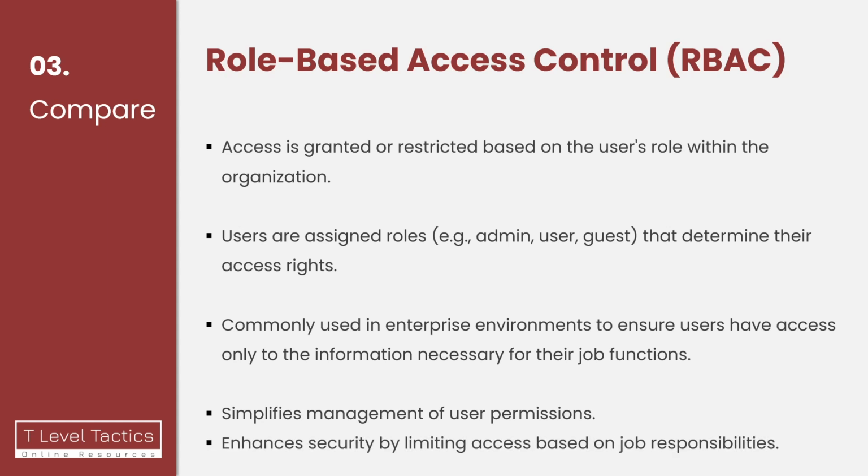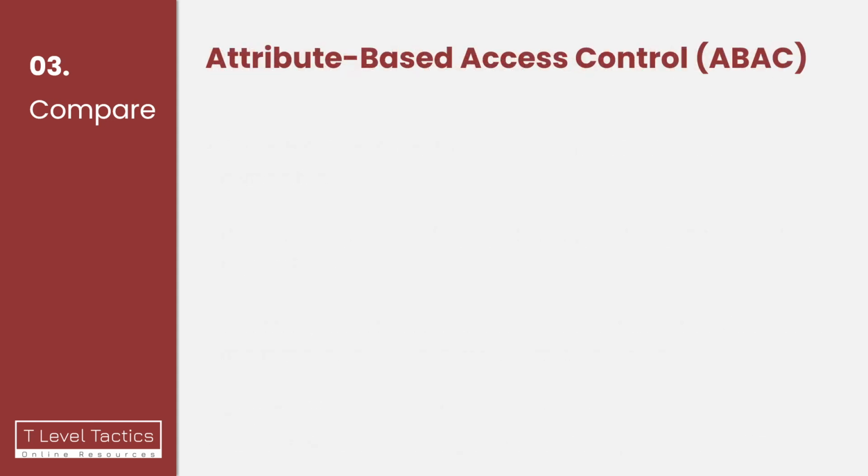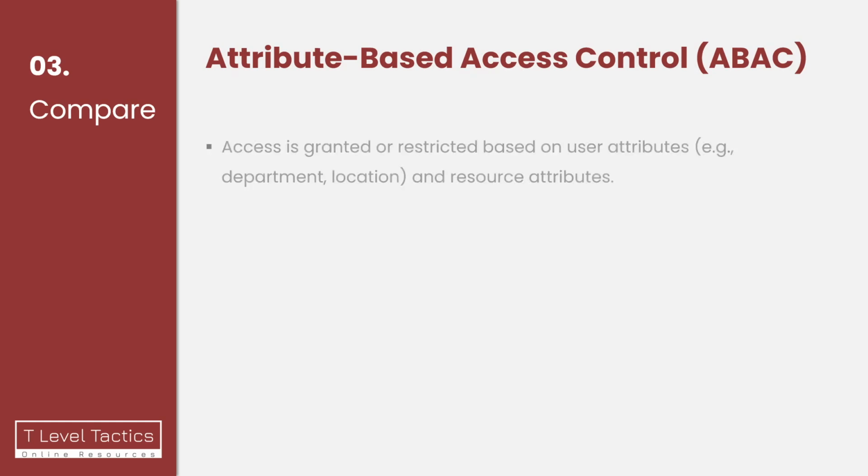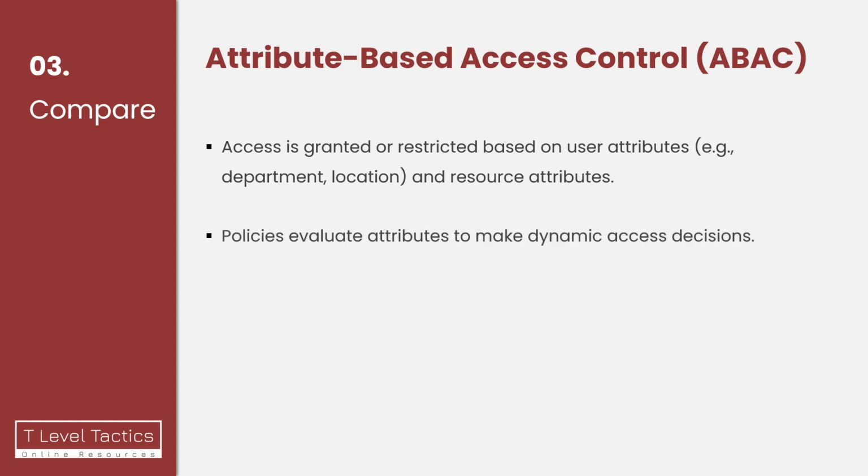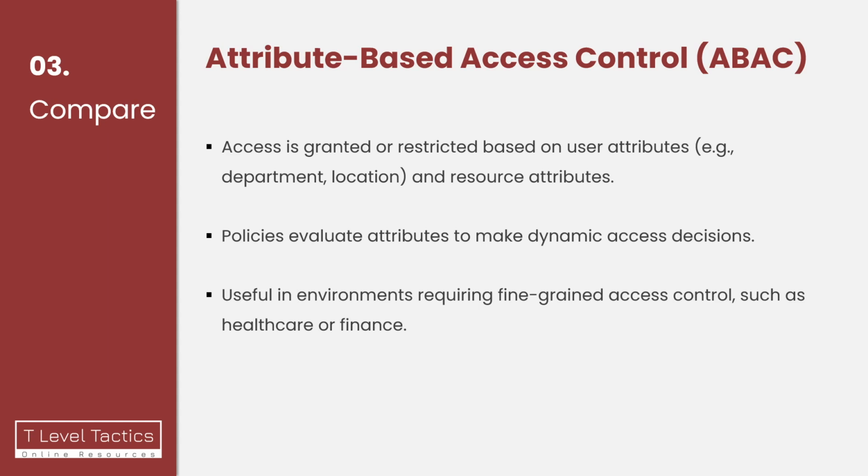With attribute-based access control, access is granted or restricted based on user attributes such as department and location, and resource attributes. And policies we set can evaluate these attributes to make dynamic access decisions based on who's trying to access the data and what kind of data it is. And this is useful in environments requiring fine-grained access control such as healthcare or finance. ABAC provides flexibility and context-aware access and allows for far more granular control compared to RBAC.